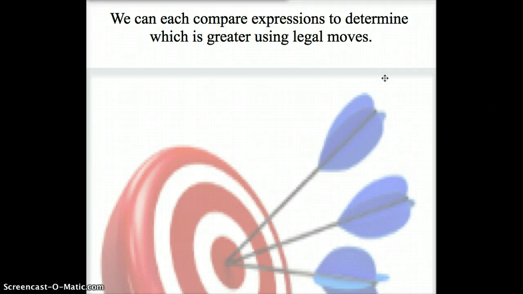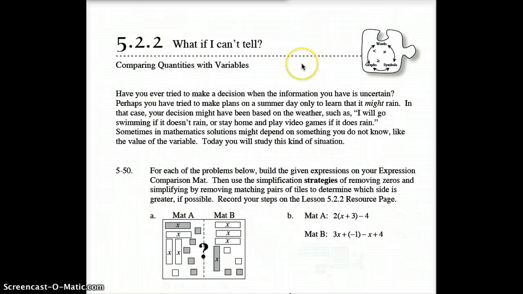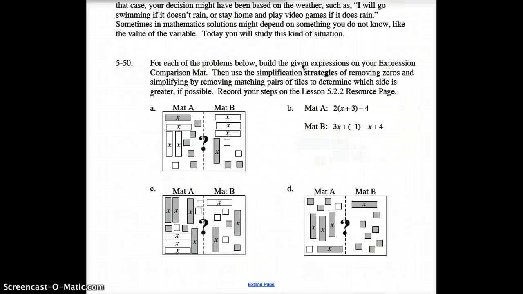All right, today we are going to continue with our equation maths. Today we're going to continue to look at legal moves and comparing out which is greater. So let's begin. In your book, question 50, comparing quantities and values here. Let's just go through a couple of these here.